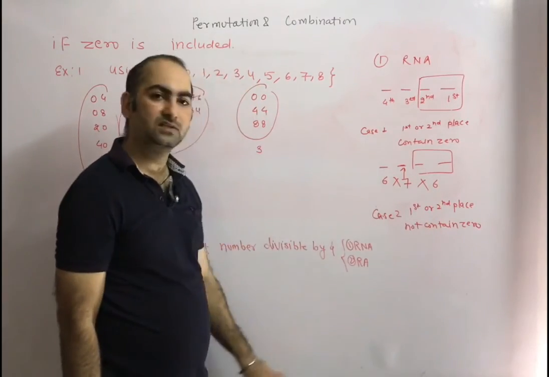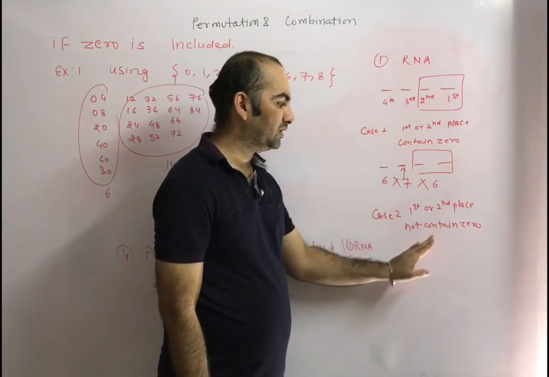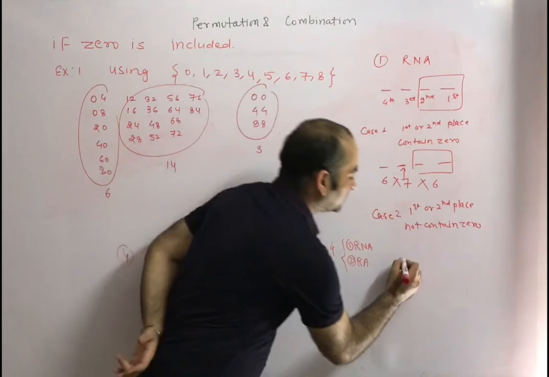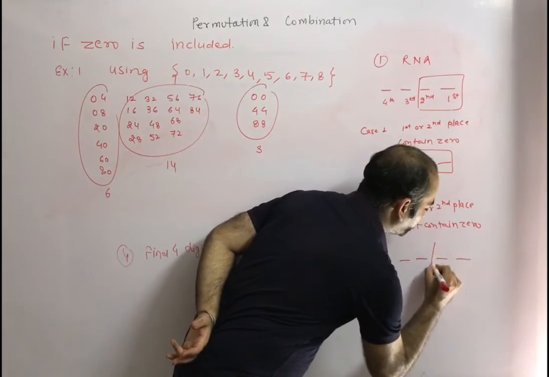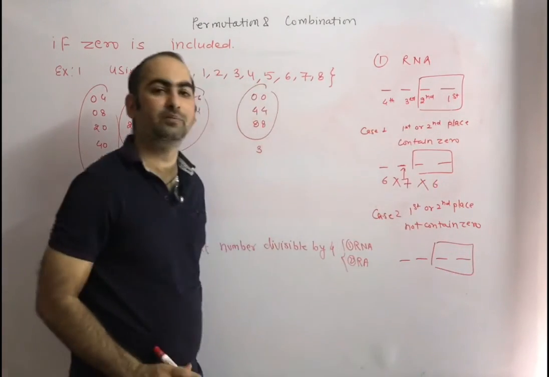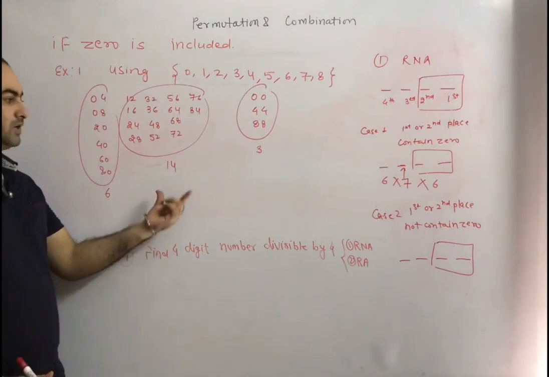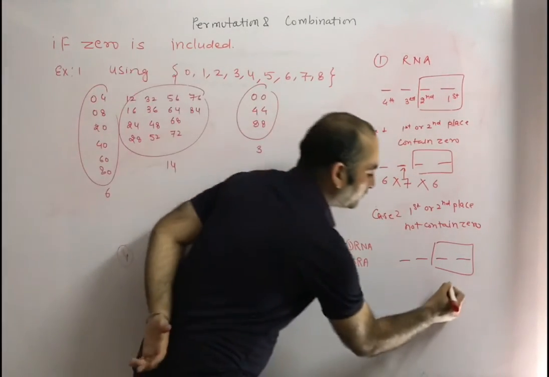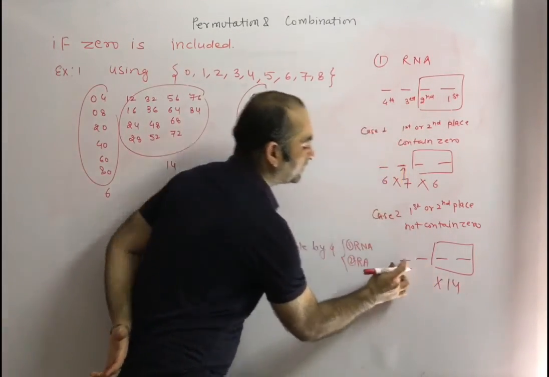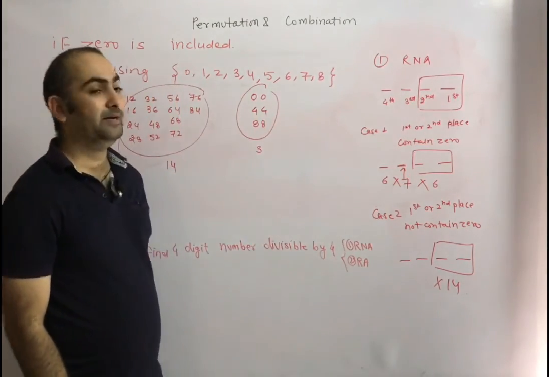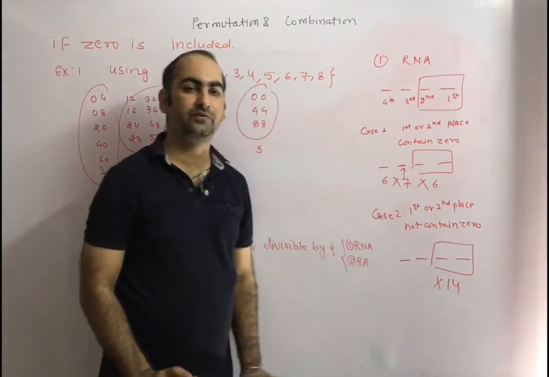Okay, second case is what? First or second place does not contain 0. That means for these two places, how many combinations do we have? 14 combinations. Again multiplication because we have to fill the other places also. And repetition is not allowed, we are taking care of repetition not allowed.